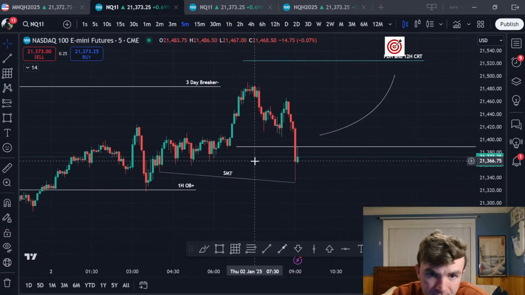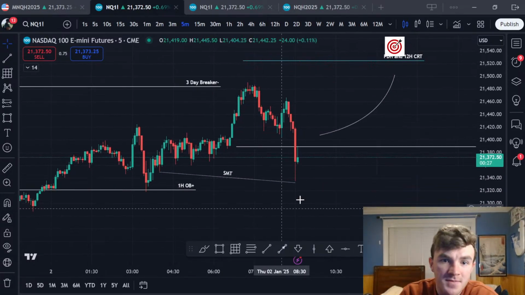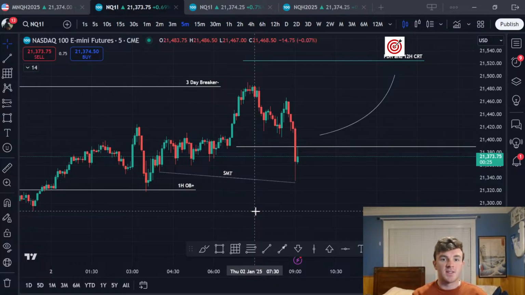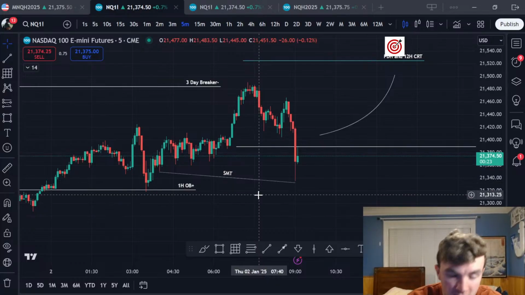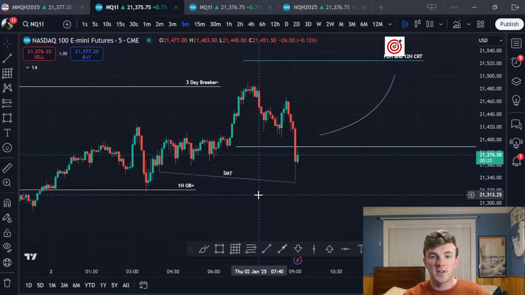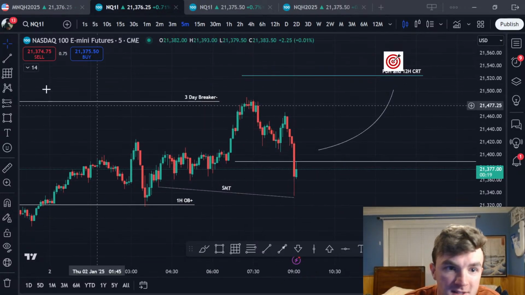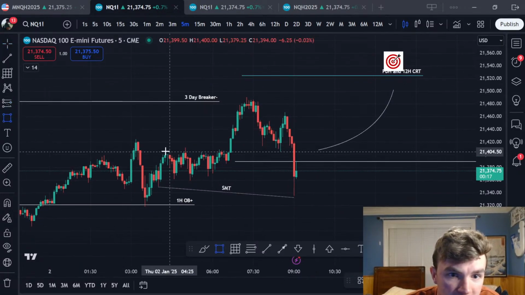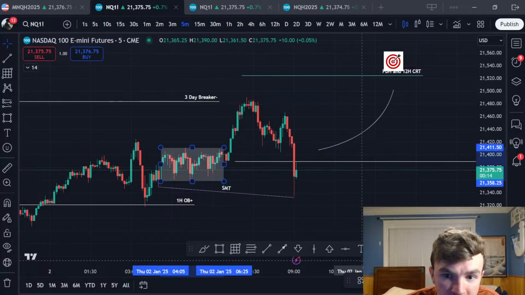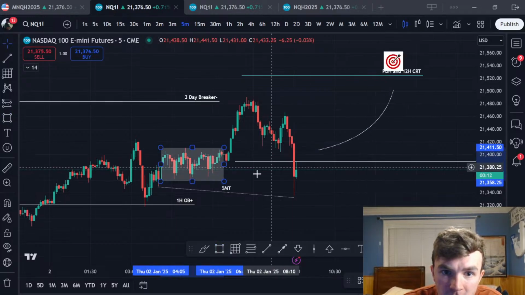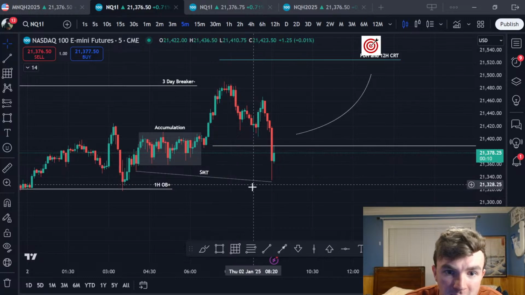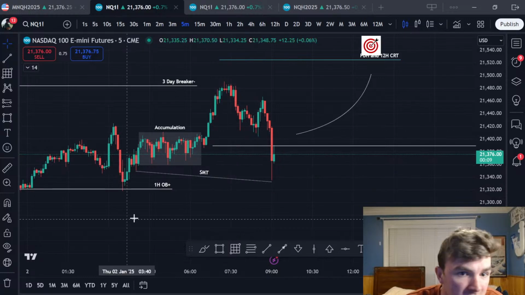Honestly, I still think this is London reversal, New York continuation day. London pushed into a key level. London was sponsored by a key level. This seems like accumulation. And then this seems like manipulation, and we got SMT.